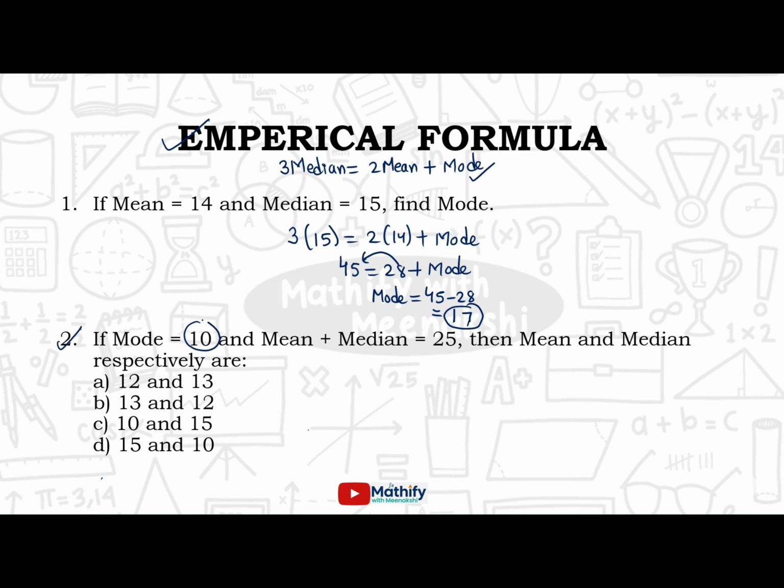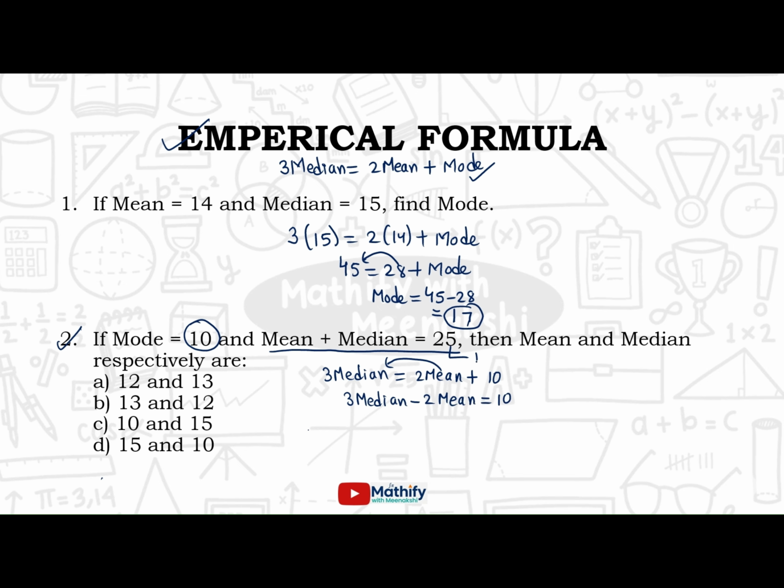Mode is given to us as 10 and the relation between mean and median is given, that its sum is 25. So whenever the value of one thing is given and for the other two a relation is given, then you will find one more equation using the empirical formula, like thrice of median is equal to twice of mean plus mode, and mode is 10 here. Now just transpose this mean to that side. That means thrice of median minus twice of mean is equal to 10.